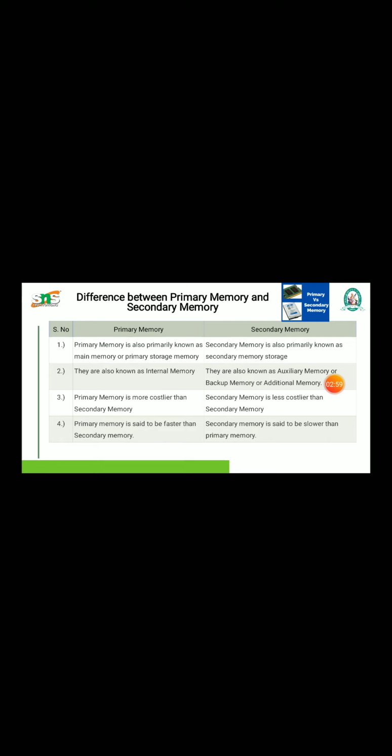The primary memory is more costly than the secondary memory, whereas the secondary memory is less costly. The primary memory is faster than the secondary memory, whereas the secondary memory is slower. It stores the information or data that the processing unit is currently using. Usually the capacity ranges from 16 GB to 32 GB in the case of primary memory, whereas secondary memory holds a substantial amount of information and data, with capacity ranging from 2000 GB to terabytes.